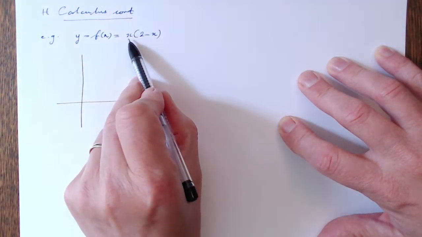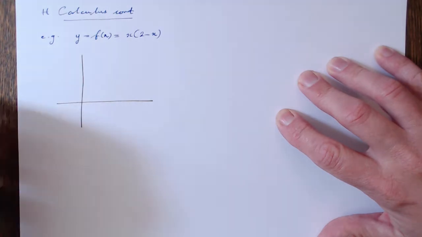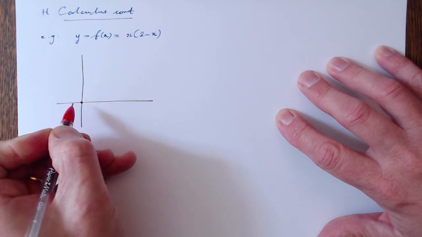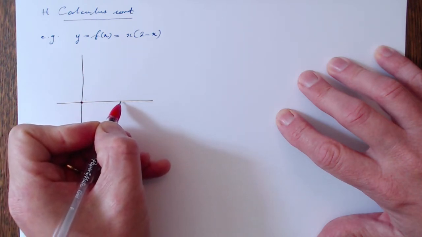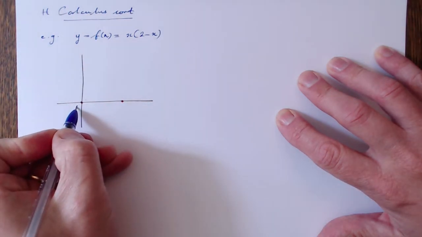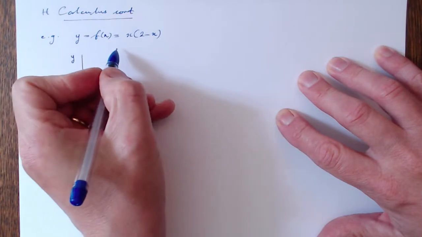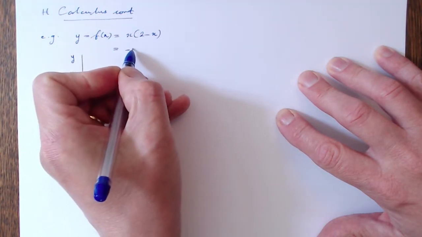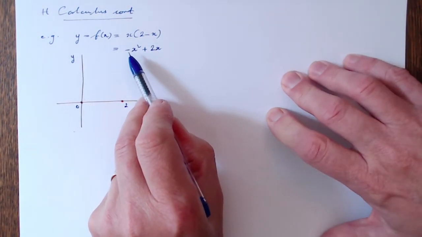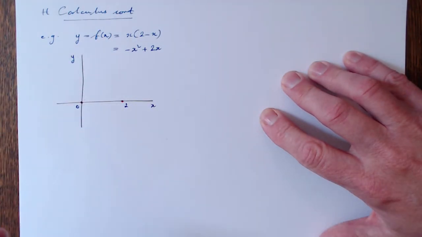We see the function vanishes at x equals 0 and at x equals 2. So it's going to pass through y equals 0 at x equals 0 and x equals 2. Let's just expand this out. This would be negative x squared plus 2x. And so it's a parabola with a negative coefficient of the x squared, so we know that it's going to be a hill-shaped parabola.